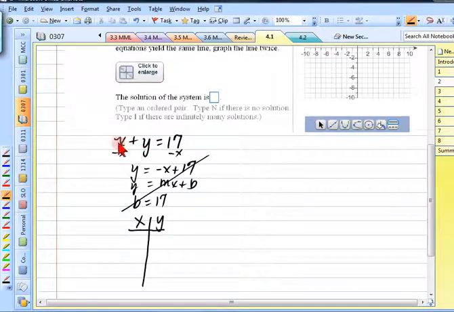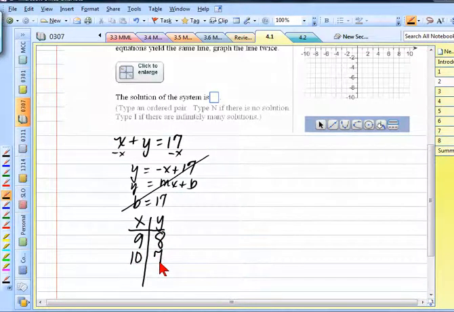The equation says x plus y equals 17. So just off the top of your head, would you give me 2 numbers that add up together to be 17? 9 and 8. I like it. What else could I pick? 10 and 7.